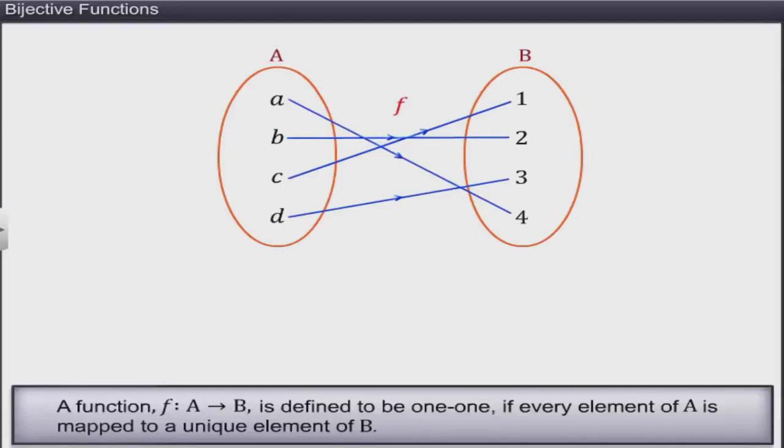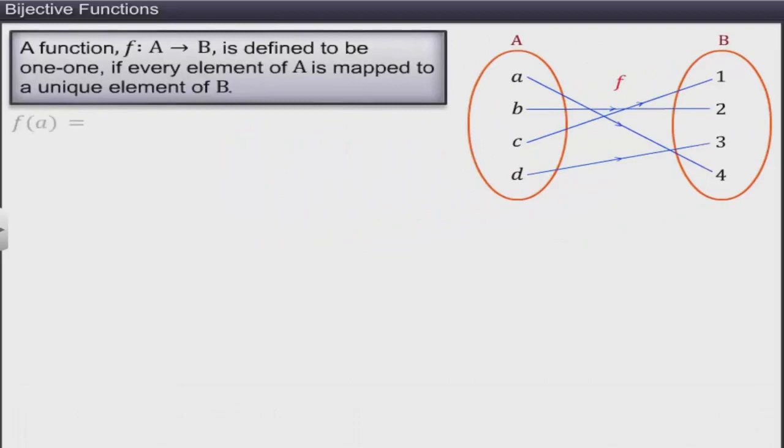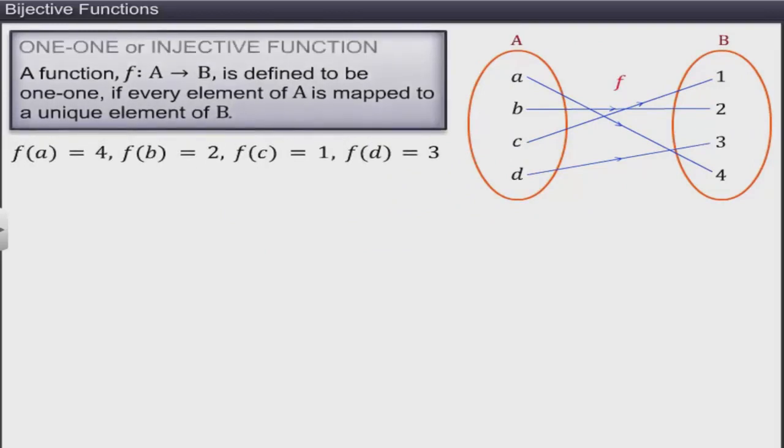You have learned that a function f from A to B is said to be 1-1 or injective if every element of A is mapped to a unique element of B. That is, no two elements of A are mapped to the same element of B. Here function f satisfies this condition. So we can say that f is 1-1.